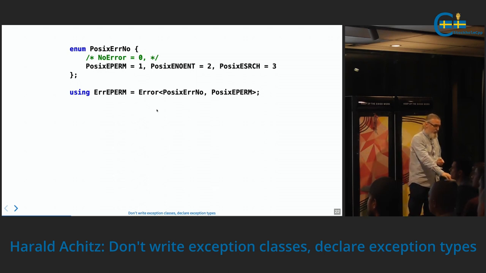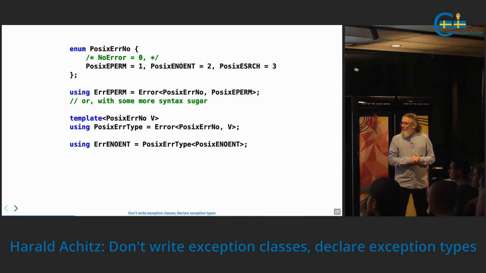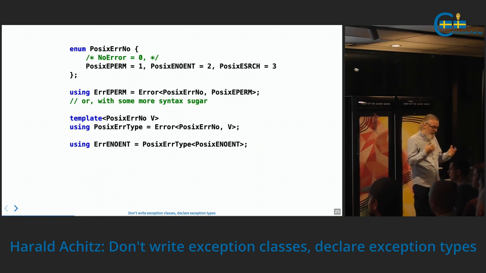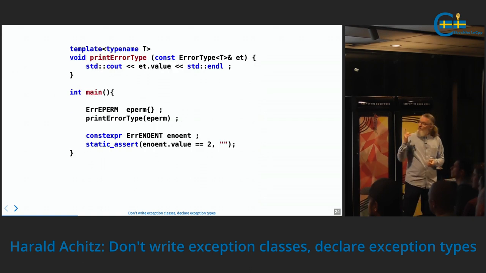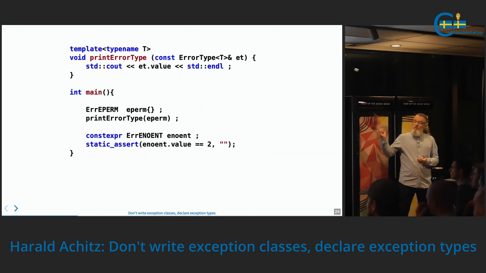With a little bit of syntax sugar, it becomes even shorter. We can declare a POSIX error. And then it's even shorter to create a type. And then you have numbers as types that you can throw around, even as exceptions if you want, or return from functions. They share a common base class. And they are compile time constants. So you can use them during compilation time, which is very nice.